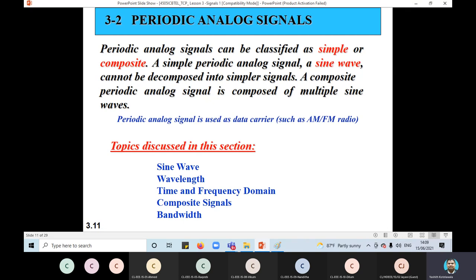So try to understand the meaning of a simple signal and a composite signal. I hope it is clear to you all, right? So a composite periodic analog signal is composed by mixing up several different sine waves. A periodic analog signal is used as a data carrier, such as in AM and FM radio. So we can make use of a periodic analog signal to carry information from one point to another. That basically happens in AM and FM radio communication systems.